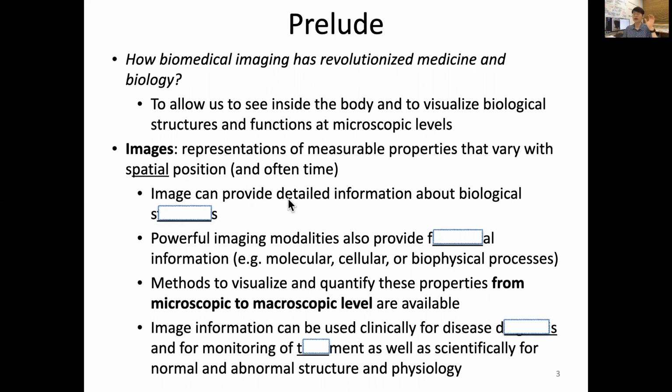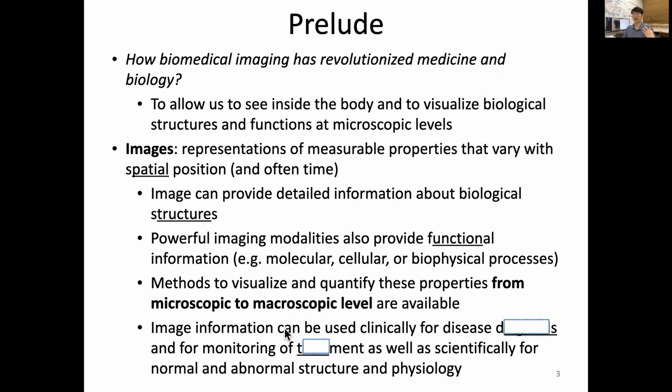So an image can provide detailed information about biological space, so these are structures, okay? And powerful imaging modalities also provide information, for example, molecular, cellular, and biophysical processes, which we mean as function. So conventional imaging, we talk about structure, but with more powerful imaging, we also want to see the underlying processes, that means the function of the biological structures. And methods to visualize and quantify these properties from microscopic to macroscopic levels are now becoming available.